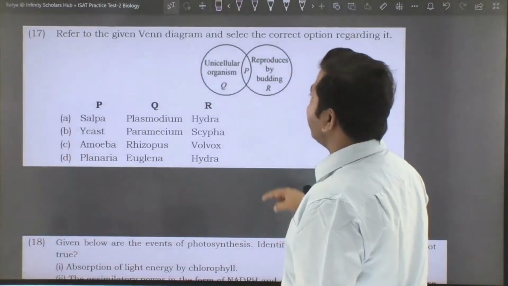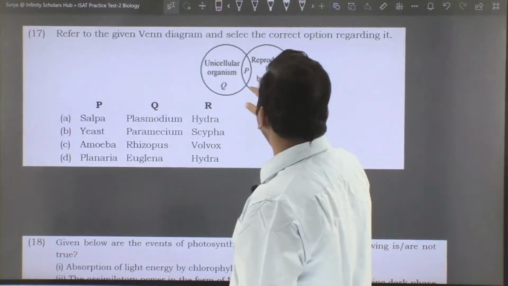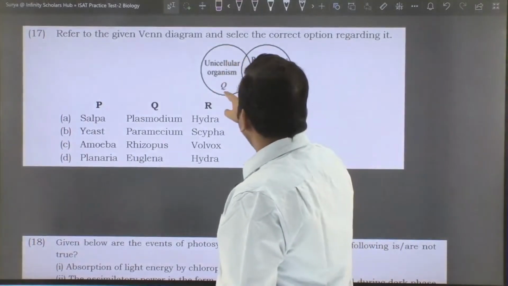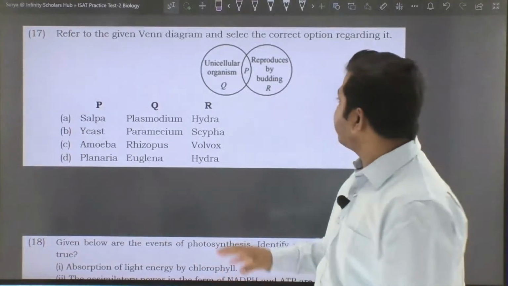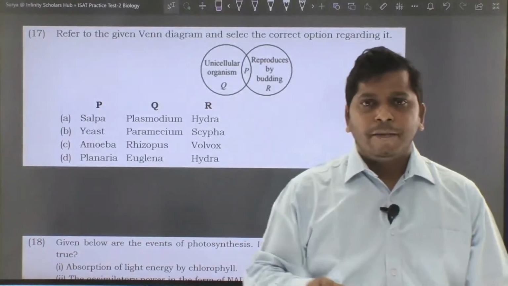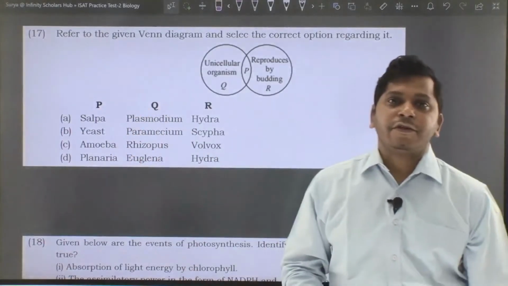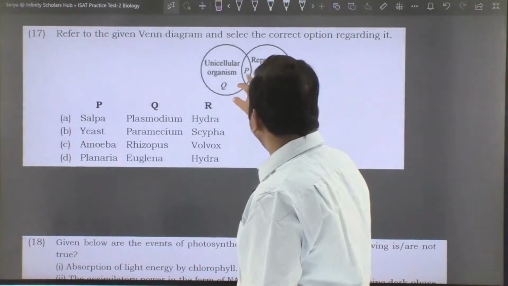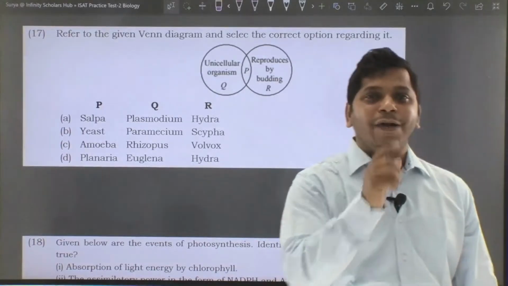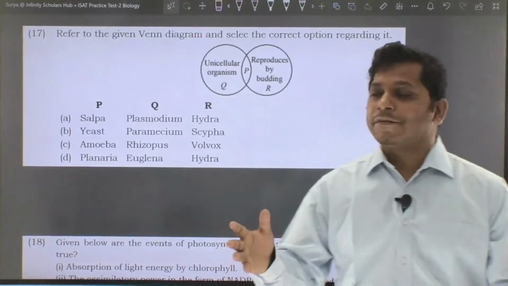There is a Venn diagram given here with different labelings, and we have to select the correct pair from the options. Q represents a unicellular organism and R represents an organism which reproduces by budding. Budding is an extension produced by the organism, and that bud comes up and produces a new organism altogether. And P is an organism which is unicellular and reproduces by budding. The only unicellular organism which reproduces by budding is, we know, yeast.